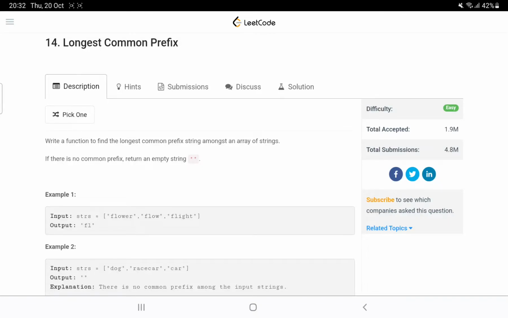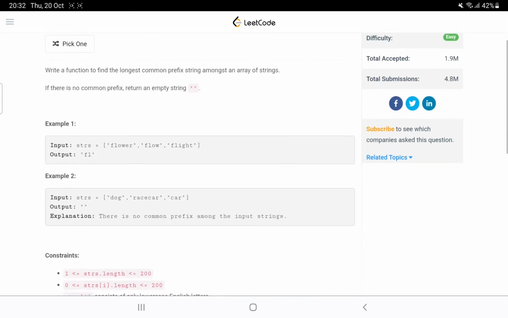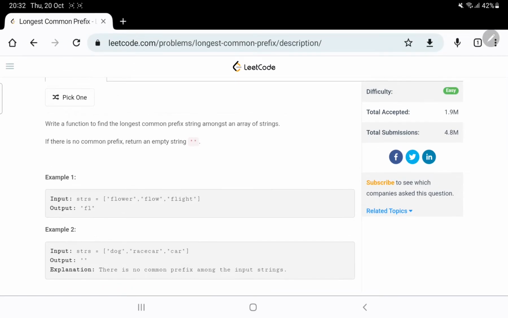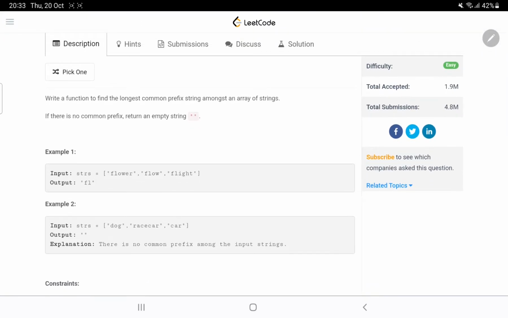Hello my dear friends. So we are going to solve the problem longest common prefix. What will be given in this question? A list of words will be given to us. As you can see here it is given flower, flow and flight. And what we have to do, we need to find the longest common prefix. If we see, FL is common in all the three words, that's why we have written FL. Okay. So this is the longest common prefix.